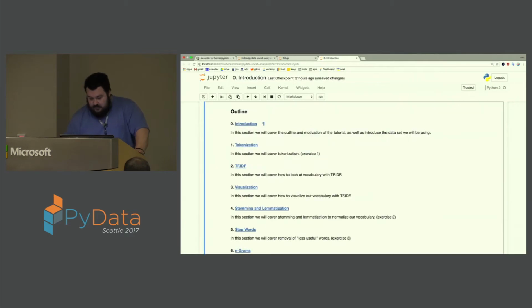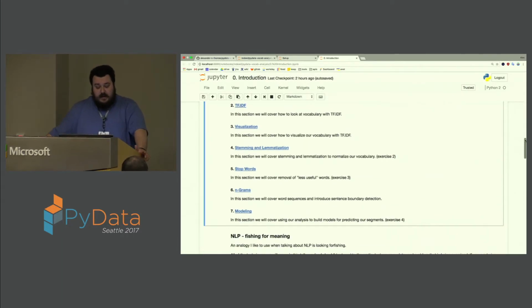Let's see what we're going to do in this. We're going through the introduction now. We're going to go over tokenization. We're going over TF.IDF. Don't worry, I'll actually explain what that is in case any of you don't know what it is. How many people here know what TF.IDF is? Okay, cool. How many people here have vaguely heard of it before? Okay. So we'll talk about visualizing using TF.IDF, and then we'll talk about some other NLP processes.